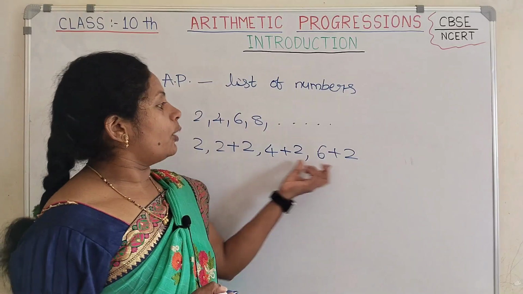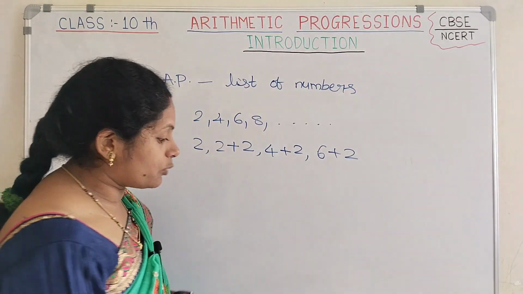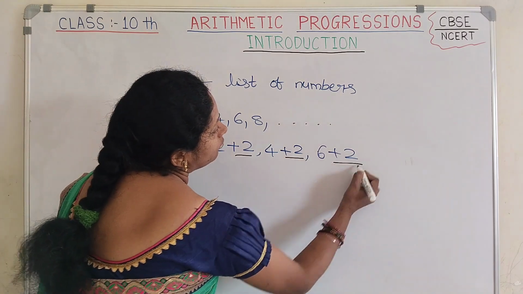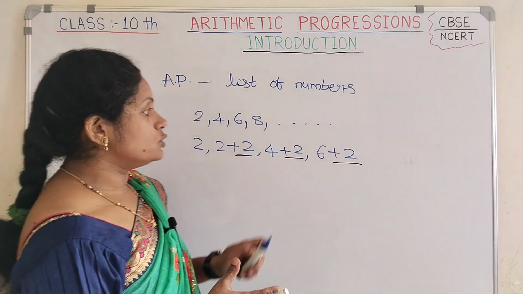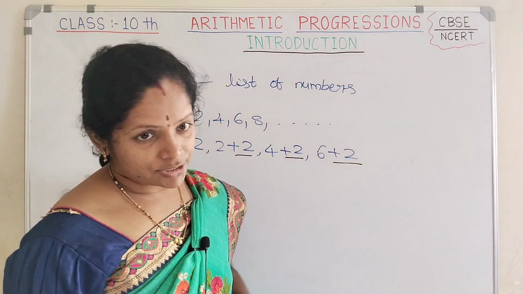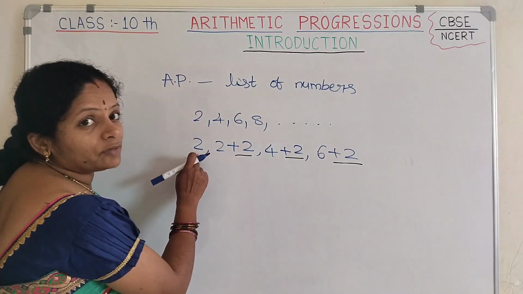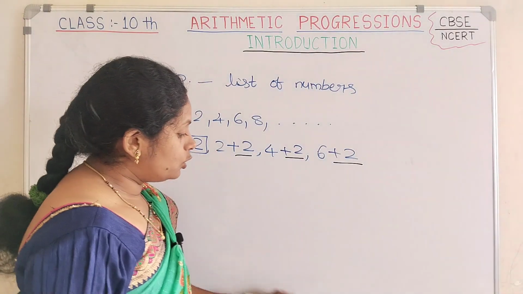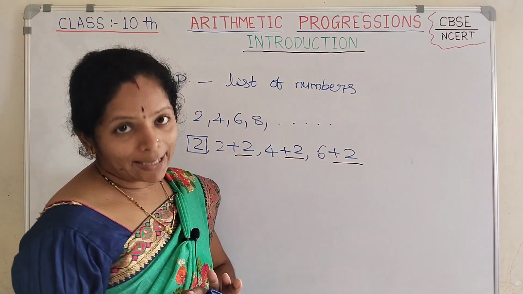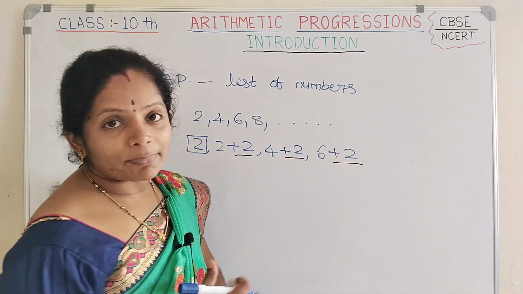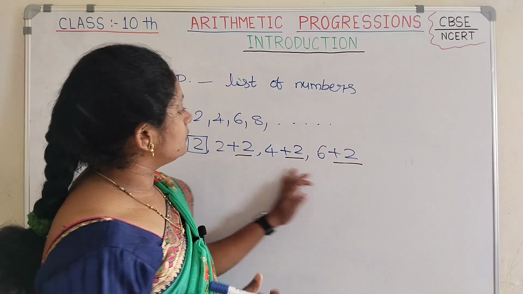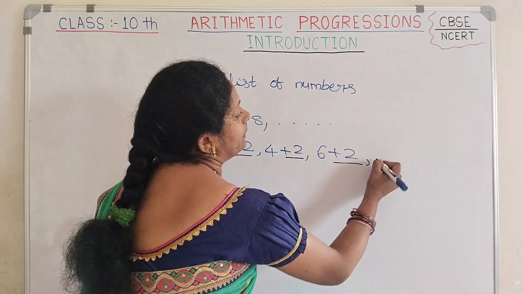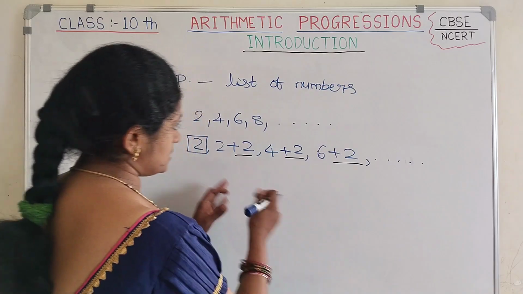Each term can be obtained by adding a fixed number. What is the fixed number here? 2. For every term, we are adding 2 so that we get the next term, except the first term. The first term is not added with any fixed number. You should remember this. So we can say that this list of numbers is forming an AP.